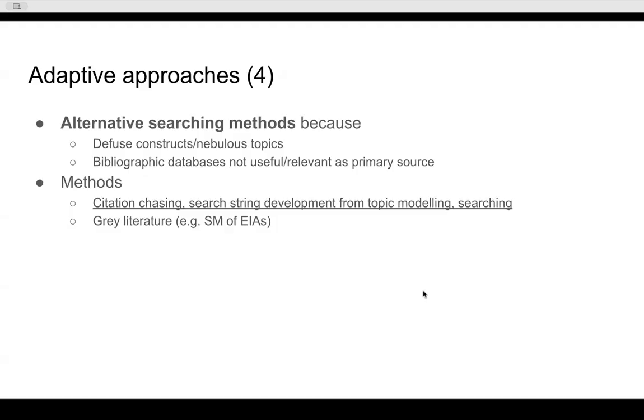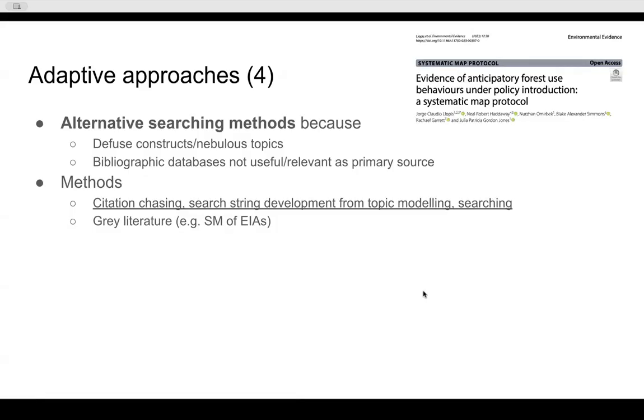So this first example that I wanted to give is a review where we were looking at evidence of anticipatory forest use. This is where a government announces that a protected area is about to be established, and in the time between the announcement and the actual policing of that protected area, there's a common practice of land grabbing around the edges of the park to secure private land before the park is actually policed.